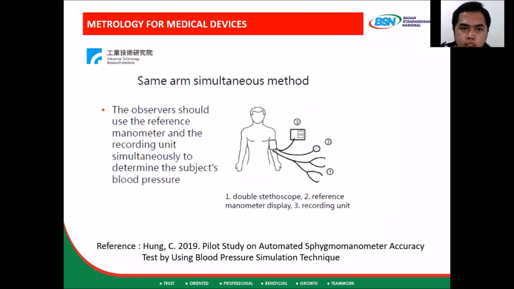And this is the same-arm simultaneous method. So with the same arm, we attach the double stethoscope and also the NIBP device, and we collect the data simultaneously. This is the clinical trial.